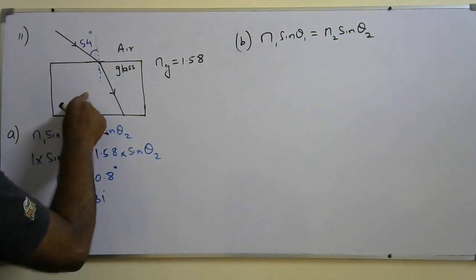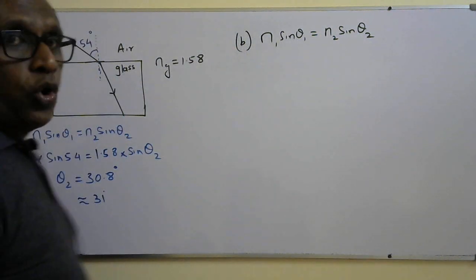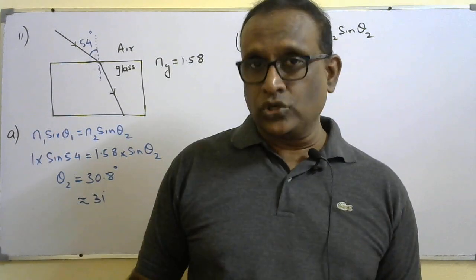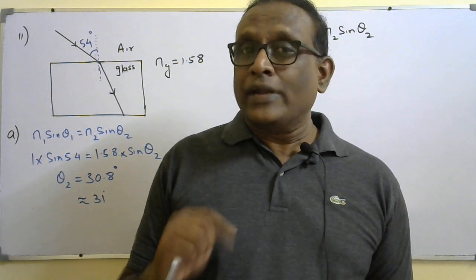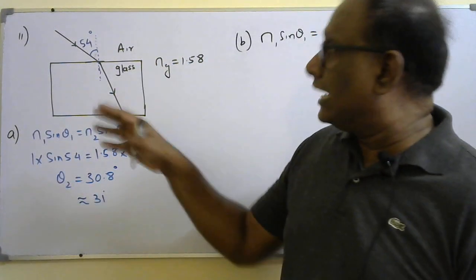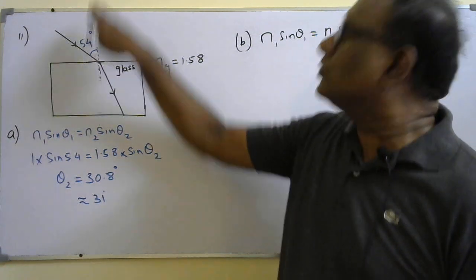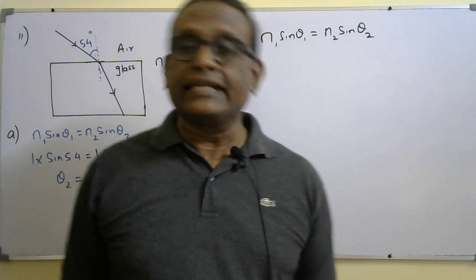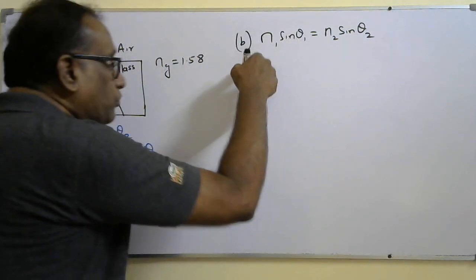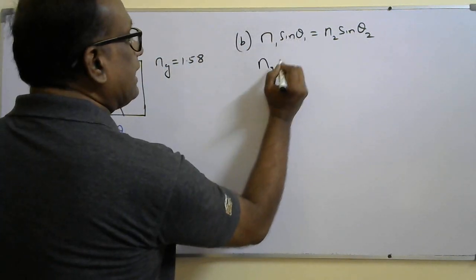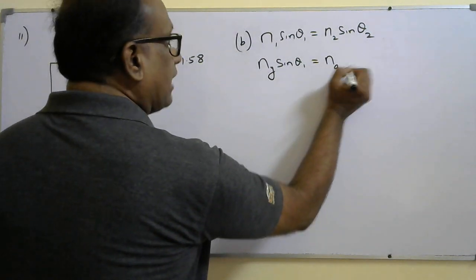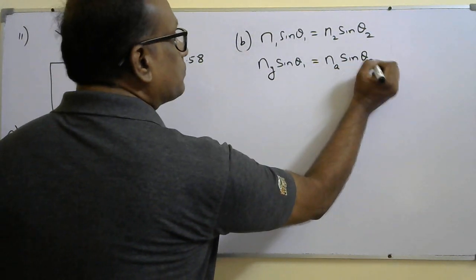Optically more dense to optically less dense. Optically more dense means the refractive index is higher compared to the second medium. So the critical angle will happen when light travels from optically more dense to less dense. So when the light travels from glass to air, the critical angle or total internal reflection can happen, right? So I can say n1 here, the glass, ng sin θ1 = n air sin θ2, right?